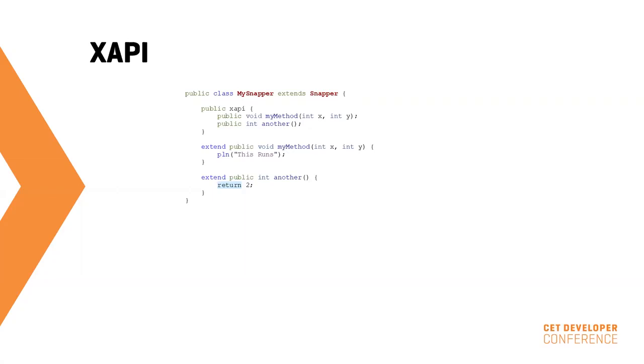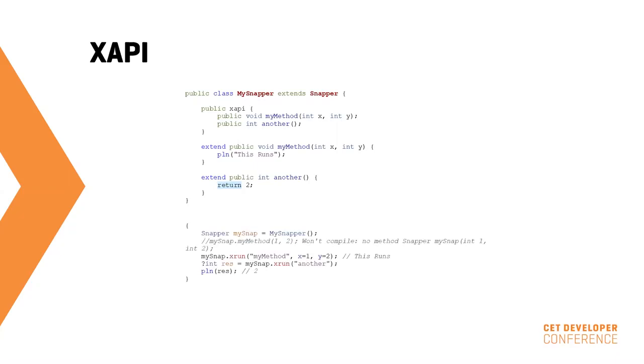I think there's a way to use a different method name than your actual method name, but I would say you should attend the XAPI presentation to learn more on how to do that. I'm sure they'll cover that. And then I can just call it anywhere without needing to cast my snapper using xrun. So this is how you would do that.